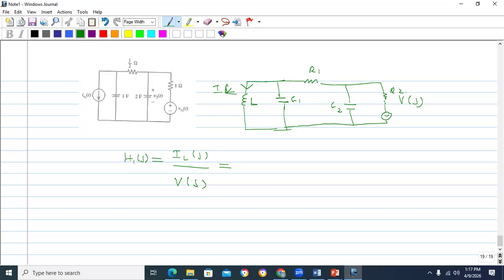Okay. So you can write this impedance as 1 over C2S, this one as 1 over C2S, and this one as LS.